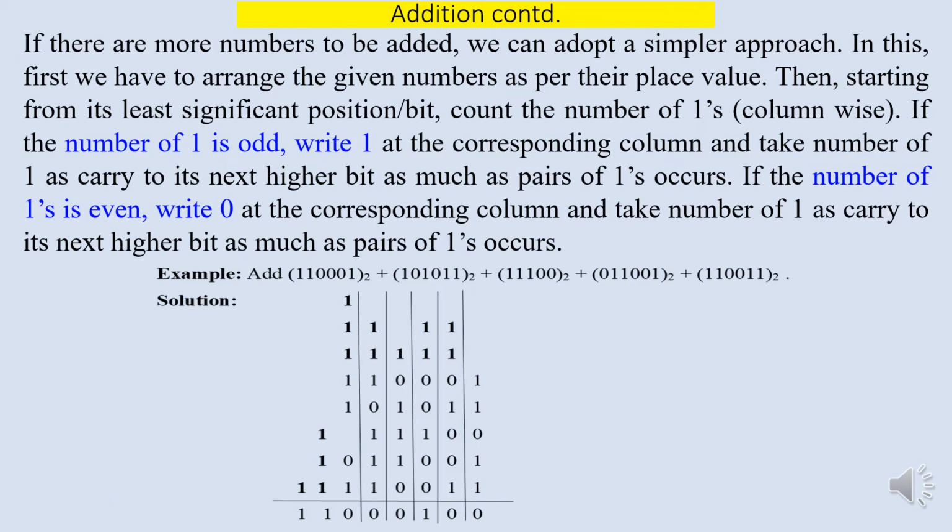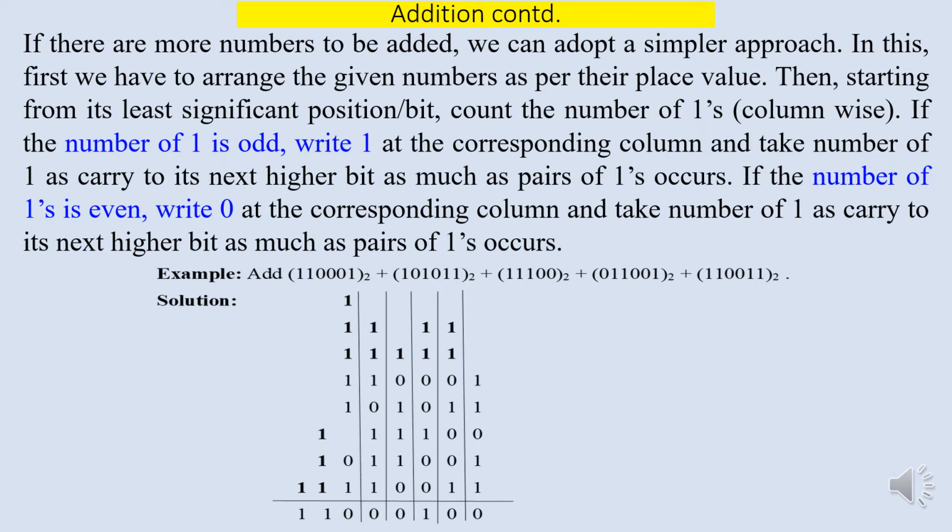Now here is another approach suggested for adding more numbers simultaneously. Let there be more numbers to be added. For this, we can adopt a simpler approach. In this, first we have to arrange the given numbers as per their place values. Then, starting from the least significant position or bit, count the number of ones column wise.